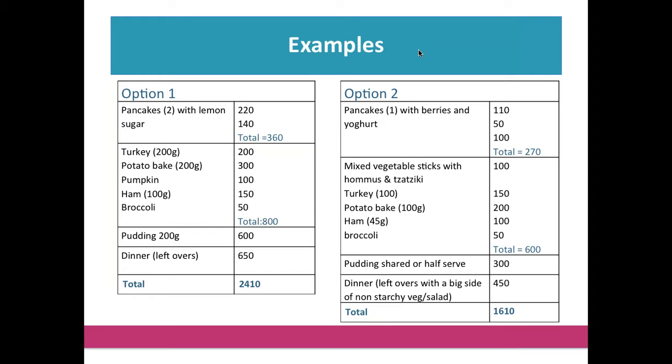So you're going to eat a little bit less turkey. You're going to eat a little bit less potato bake, less ham. And look, I put the broccoli as the same. It's just, we all have to have some vegetables on Christmas Day. So that reduces an 800 calorie meal down to a 600 calorie meal. If you're to halve your pudding, you're still having pudding. You're going to drop it down to 300, and dinner is leftovers, the same as what you had for lunch, but having a big serve of non-starchy vegetables in a serving like a salad.